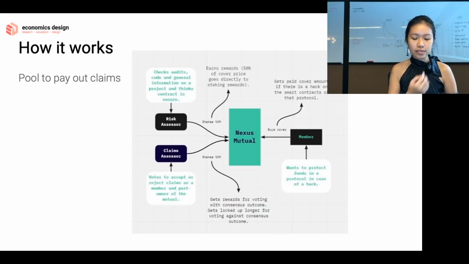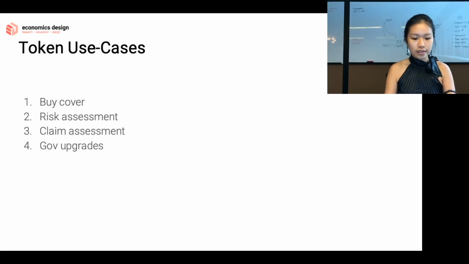And then for claim assessors as well, I come in to be a claim assessor to say that, yes, this smart contract is a bug exploit versus this smart contract is a governance exploit that we don't cover. So to be a claim assessor, I have to stake my NXM tokens as well.